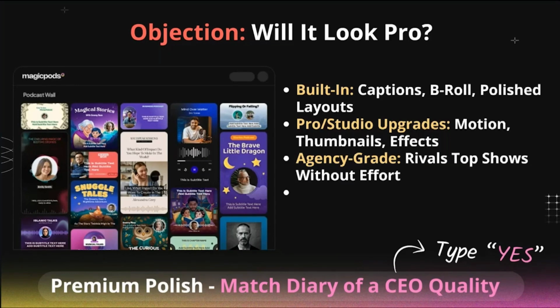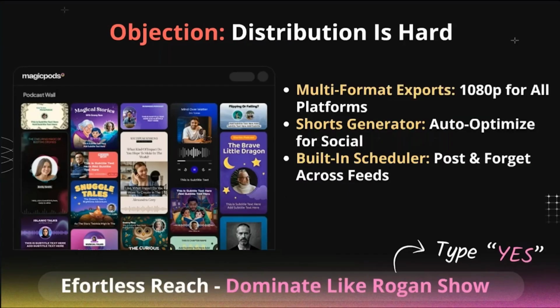So it will look just as polished as the big podcast shows, but without all the costs and the time-consuming parts. And another objection that I've seen in people lately is that distribution is hard. And they would be right if you didn't have MagicPods AI at your fingertips. Multi-format exports. Just think about it. If you have to create one video, you have to edit it, then turn it into a landscape, a portrait, put special effects, add captions, and everything. Of course, distribution is hard.